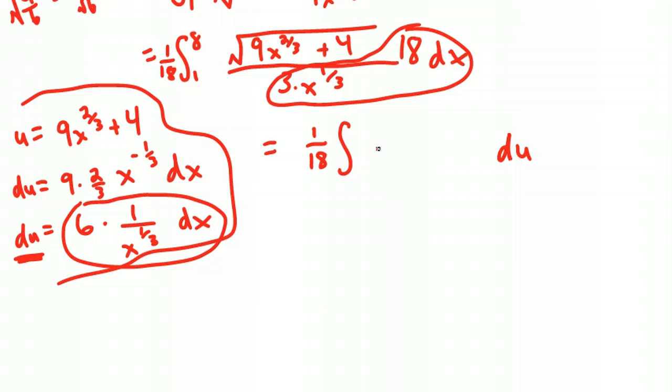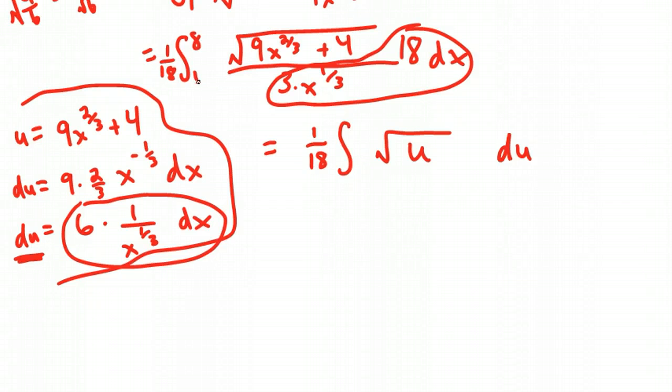And what we have underneath the square root is just u. This 9x to the 2/3 plus 4, notice what that is. That's just u over here. Okay, now the 1 and 8, I could leave it as x equals 1 to x equals 8, but if I want to just stick with the u's and not go back to x's, I should change those from x values to u values. You don't have to do that, but I kind of prefer doing it that way.